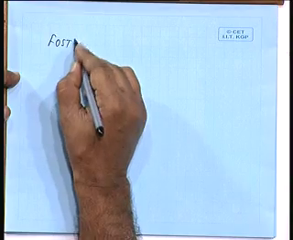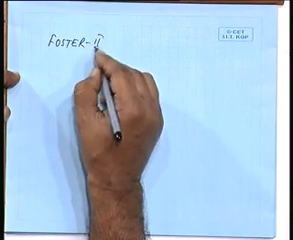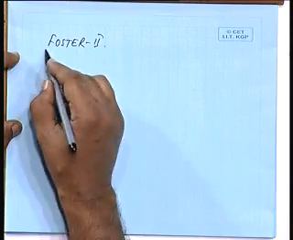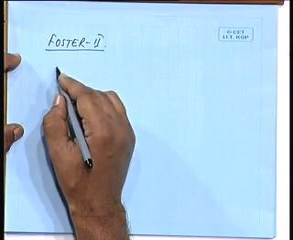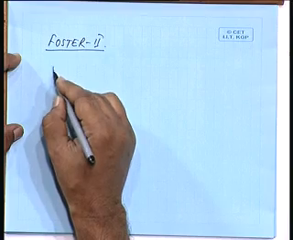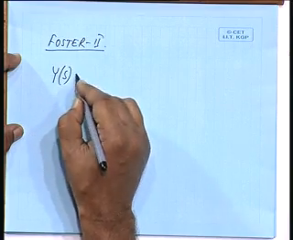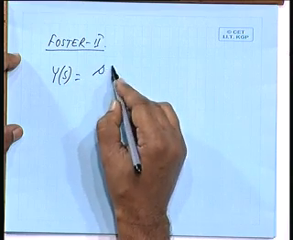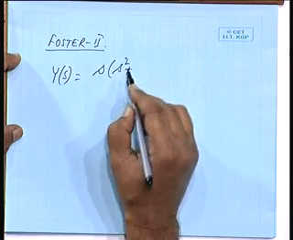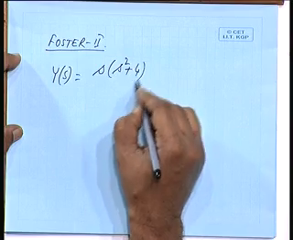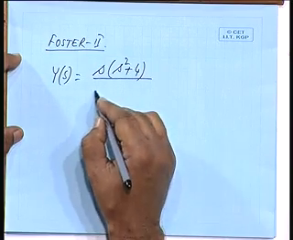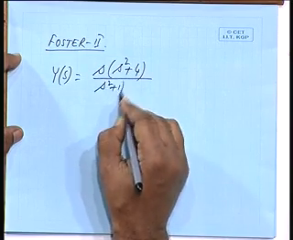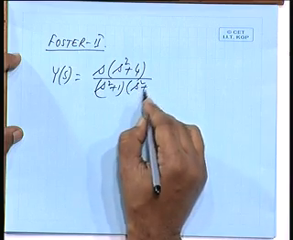Morning. Last time we were discussing Foster 2 realization of network functions. Suppose you are given Z(s) and you have obtained Y(s). Y(s) is, say, s into (s squared plus 4) divided by (s squared plus 1) into (s squared plus 16).